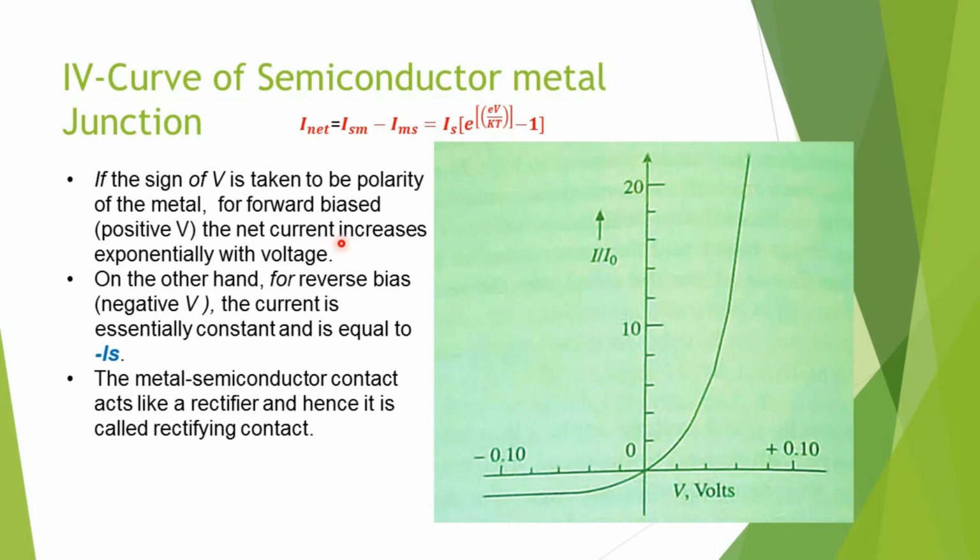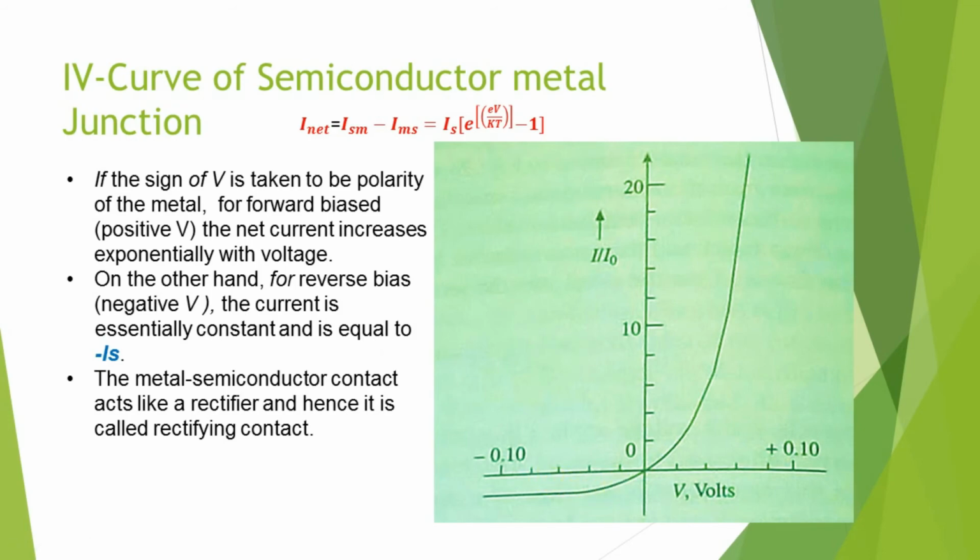So the current increases exponentially with the increase in the voltage. On the other hand, if the potential is reversed, when the metal is negative and the semiconductor is positive, then in that case, if you focus on this equation, this V is negative, and the exponential power with negative is very close to 0. This exponential part is negligible. So you get I net is equal to minus IS, which is approximately constant.